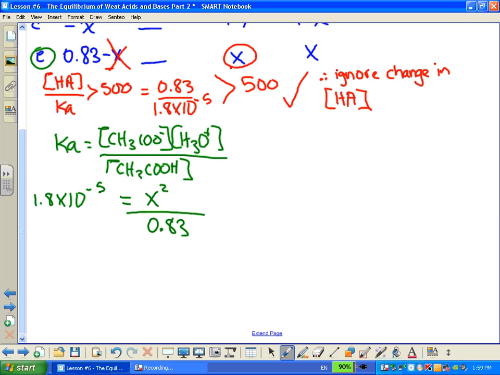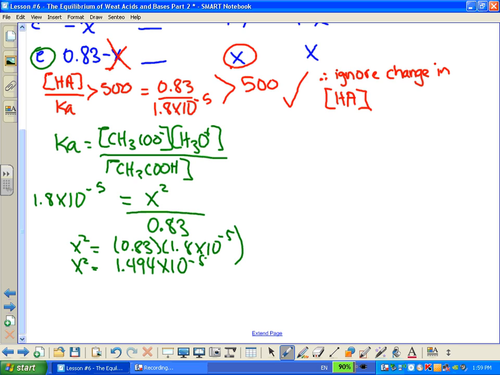Okay, then it's just a matter of solving for your x. So I'm going to take the 0.83 and bring it to the other side. So I'm going to be left with 0.83 times 1.8 times 10 to the negative 5. If you put that in your calculator, you end up with 1.494 times 10 to the negative 5.